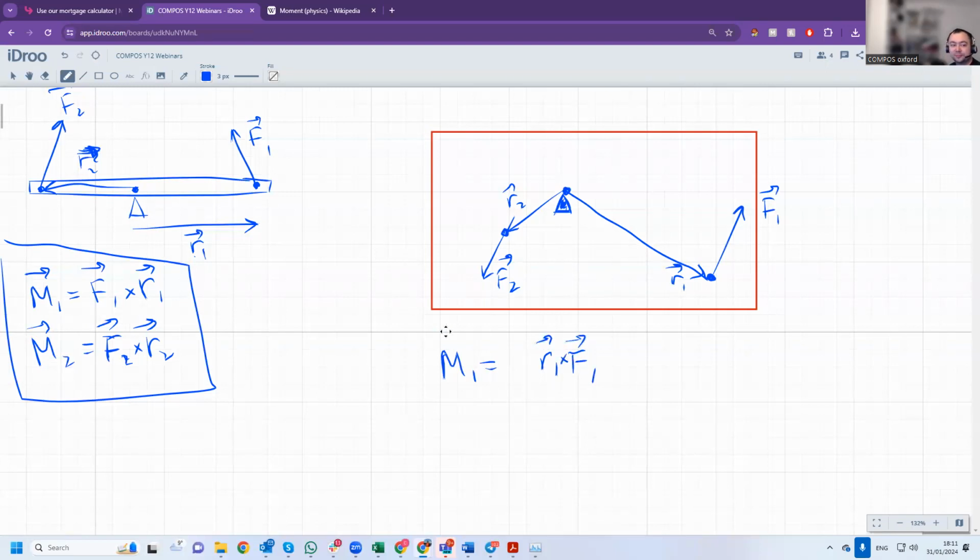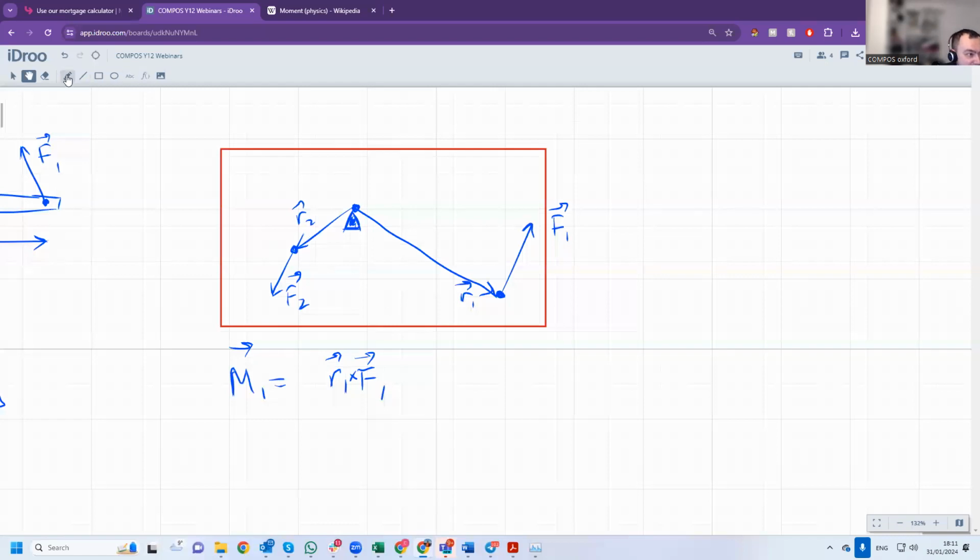Cross product. Yes, the order of vectors matters in a cross product. It's anti-commutative. That means in a cross product, A times B is equal to minus B times A.